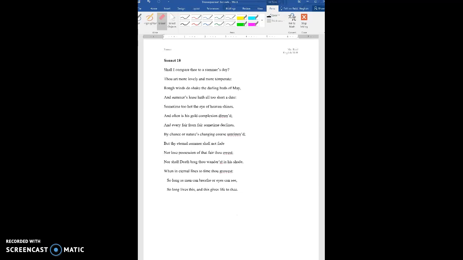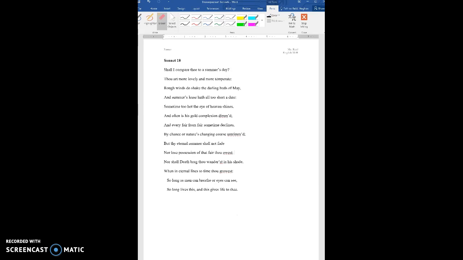Now that we've gone through all of the definitions for the terms that we need to know, we've practiced marking our scansion, our stanzas, and our rhyme scheme, it's time for us to really access the language. And everything that we've done up until this point is going to make this process a lot easier for us.